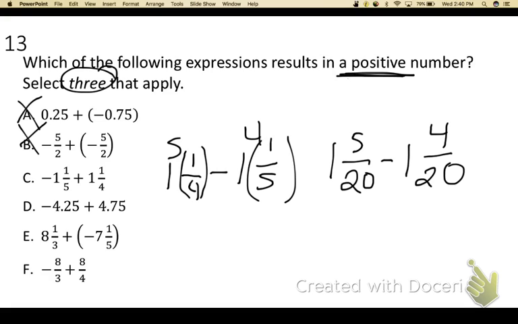Alright, and if I subtract those two, I get 1 and 1 over 20. And the bigger number is actually 1 1/4 because 1/4 is bigger than a fifth. So C is a correct answer, that it will be a positive number.